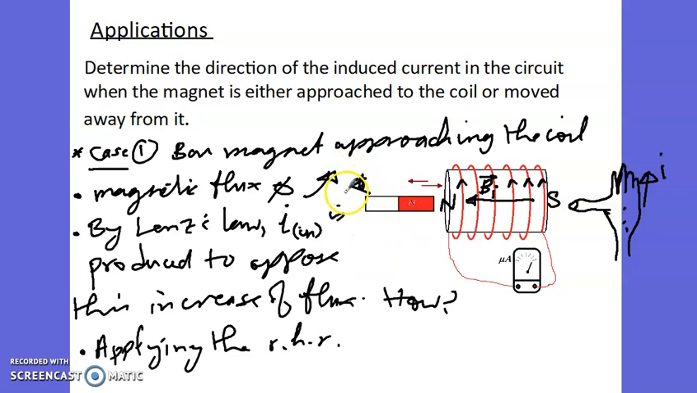So to find the sense of the induced current, I have applied 3 steps. Step 1, look at the sense of the variation of flux. Step 2, applying Lenz's law, which states that the induced current opposes the variation of flux. Step 3, applying the right hand rule. Okay? Now let's go to the case where the magnet is moved away from the coil. Okay?